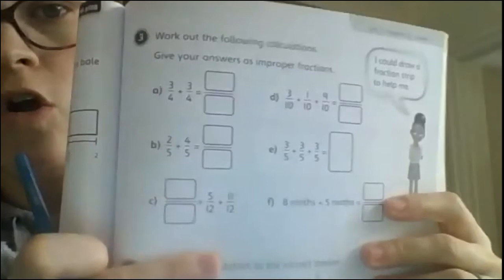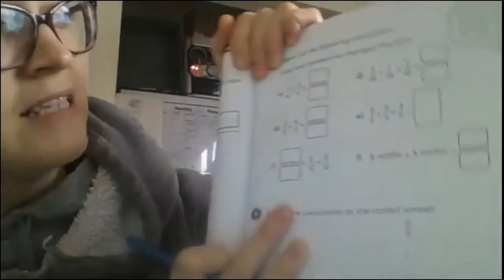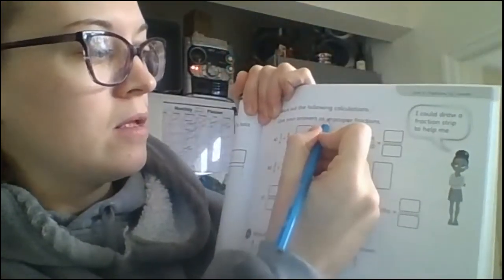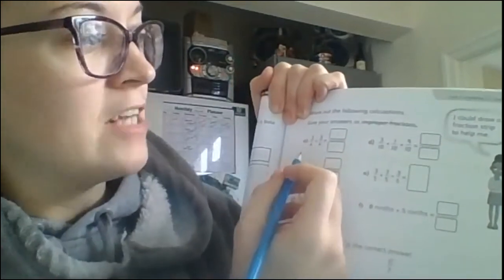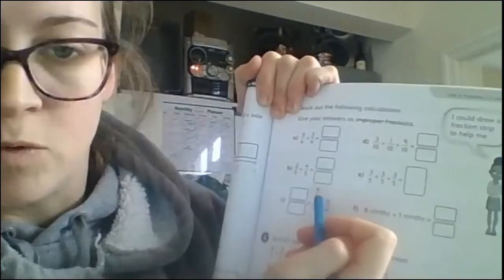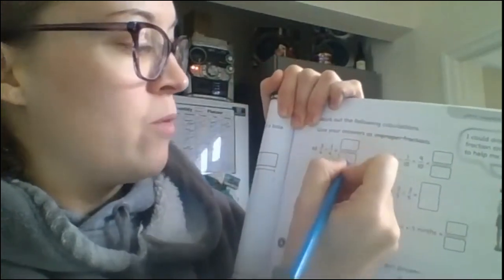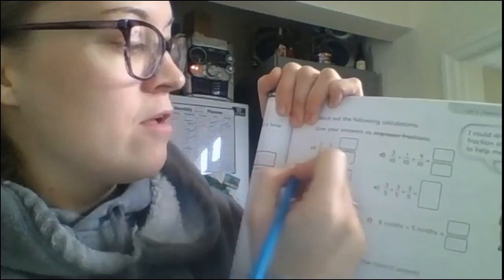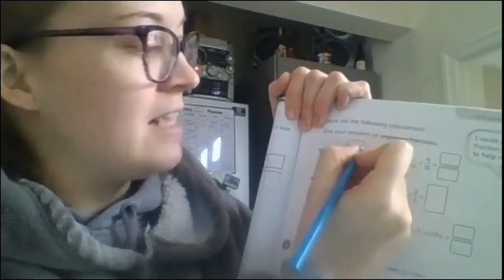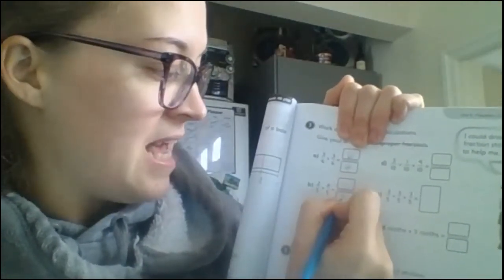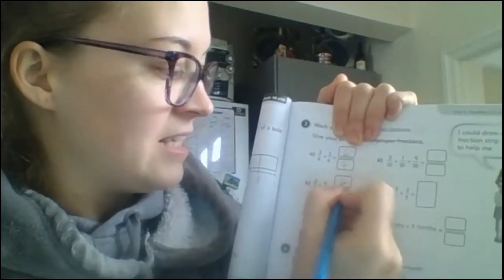Here we are. Work out the following calculations. Give your answers as improper fractions. Okay, I want you to ignore that. Right now, I just want you to give me the answers, okay? Nothing else, just the answers. So 3/4 add 3/4. Well, my quarters stay the same. 3 and 3 is 6, so it is 6/4. B, 2/5 add 4/5. Well, my fifths stay the same. 2 add 4 is 6, so I have 6/5.